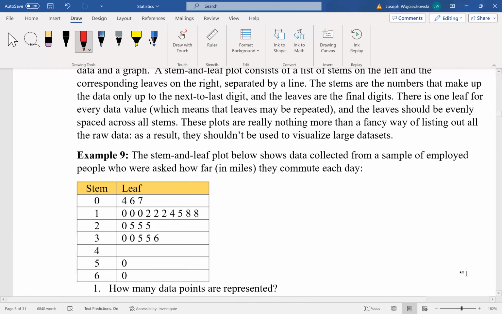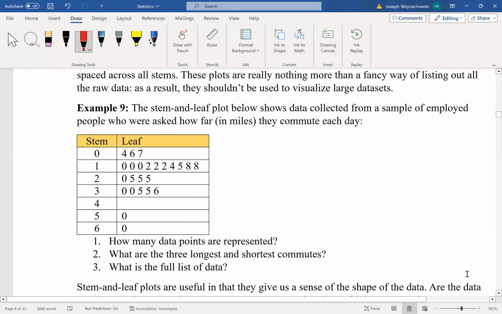So let's look at this stem and leaf plot below, which represents data collected from a sample of employed people who were asked how far in miles they commute each day. So here's how this works before we go on. The stem is the first digit. Each of these leaves counts as a different data point. So this first row here is the number 4, or 4, 6, and 7. That's what the 0 and this means.